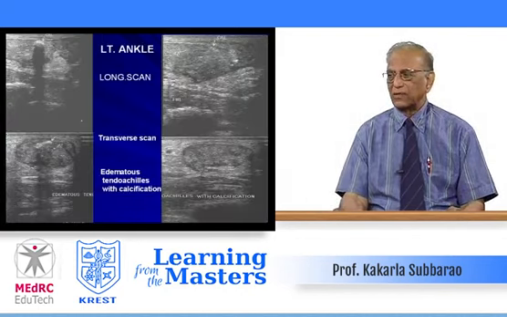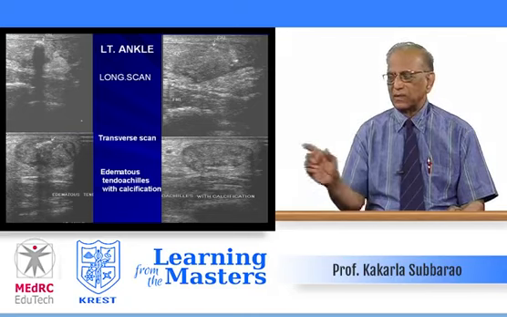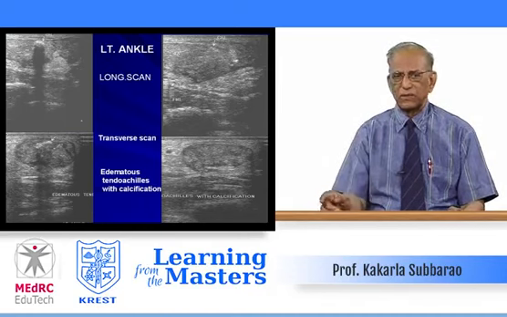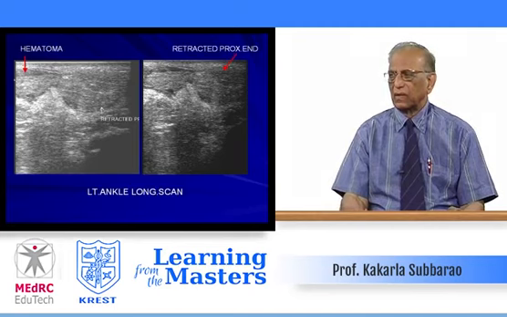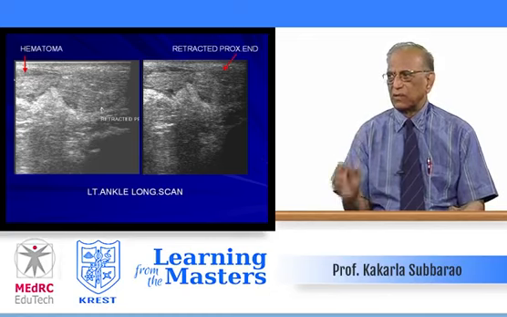Now again, transverse scan, edematous tendo Achilles with calcification. Look at the calcification, the echogenic area, the reflections you could see. And in this particular case, again there is retraction of the proximal end. You could nicely see it by the arrows.